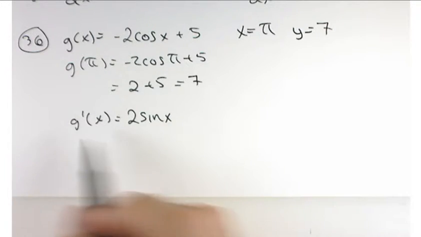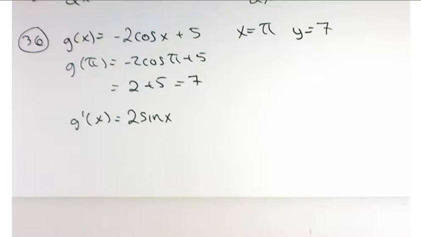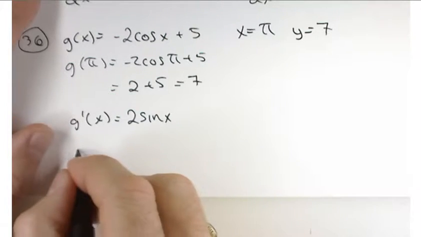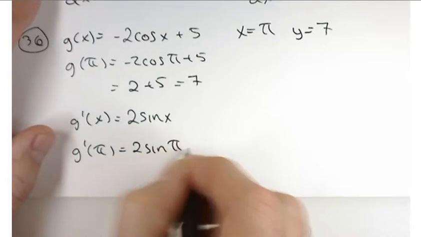Now this derivative measures the slope of the tangent line anywhere. Where do we want to find the slope of the tangent line though? At pi. So g prime at pi, 2 sine of pi.